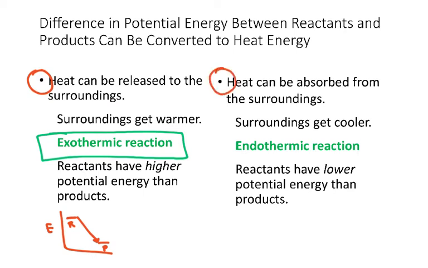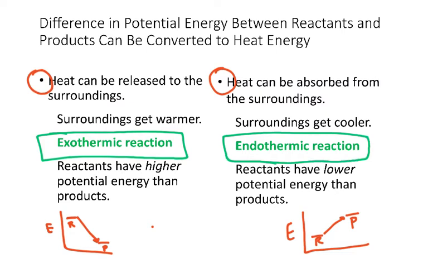Now on the right hand side, we can have the opposite case, right? Heat can be absorbed from the surroundings to make the reaction go, and the surroundings get cooler. So if we have an energy diagram here, the products would be higher in energy than the reactants. The reactants would be lower in energy than the products. And this is called endothermic. So endo is like inside, right, or into. So heat into the reaction. So these are endothermic reactions.